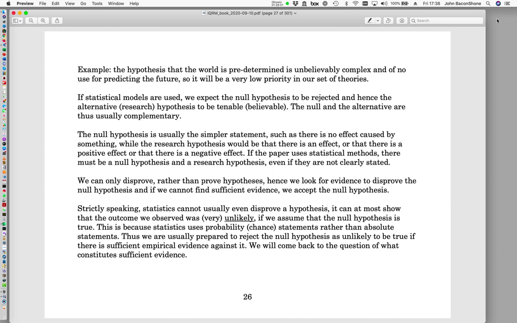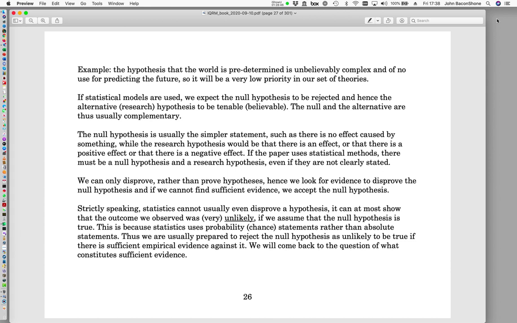Okay, now we're going to come later on to statistical models, and in fact I'm going to ask you in this week's assignment to look generally at statistical models. So for most statistical models, we expect the null hypothesis to be rejected, and hence the alternative hypothesis to be the tenable or believable one. So thus they're usually complementary, and the null hypothesis is usually the simplest statement. In other words, what Occam's law is saying is we will keep the null hypothesis unless we can find evidence that says, no, the research hypothesis provides better predictions than the null one.